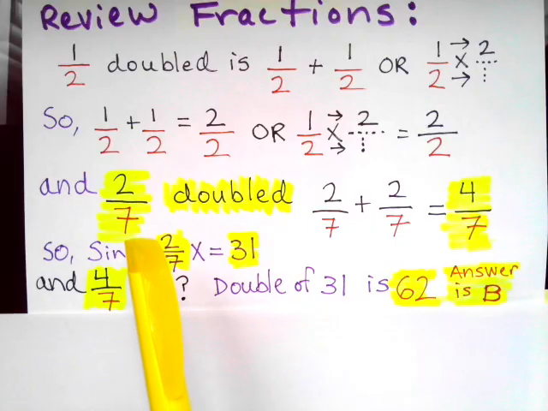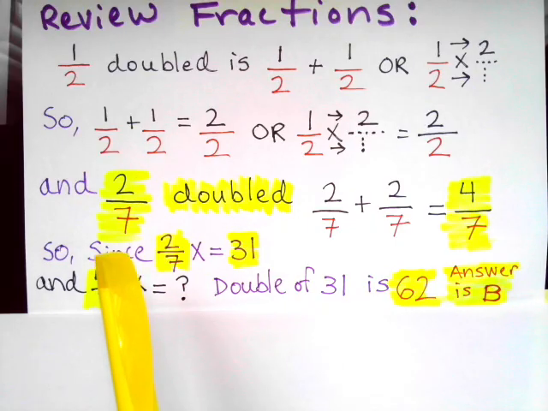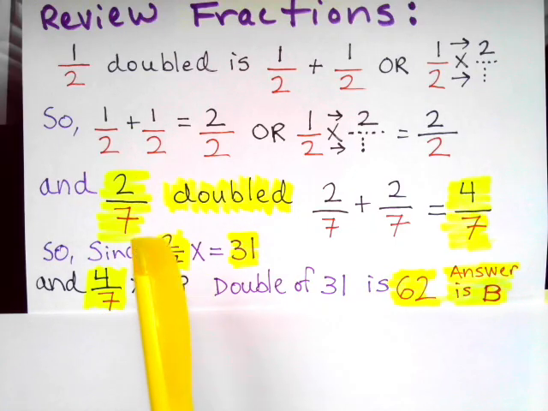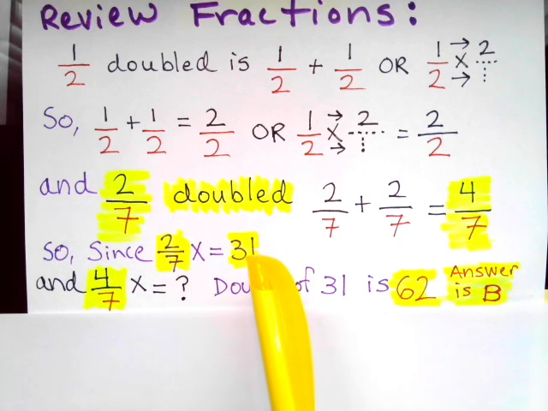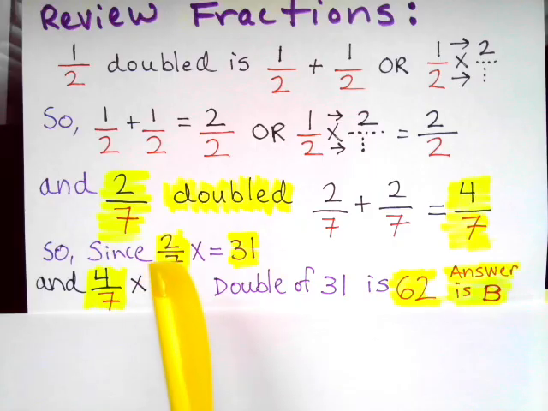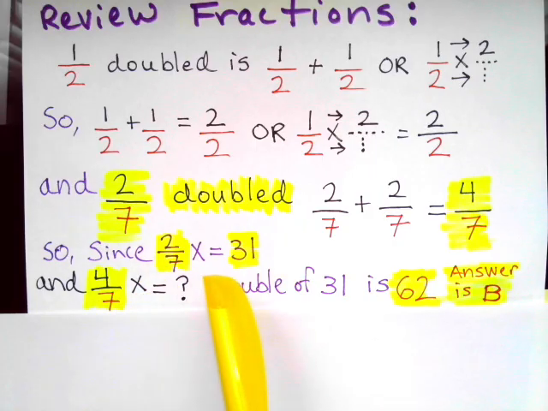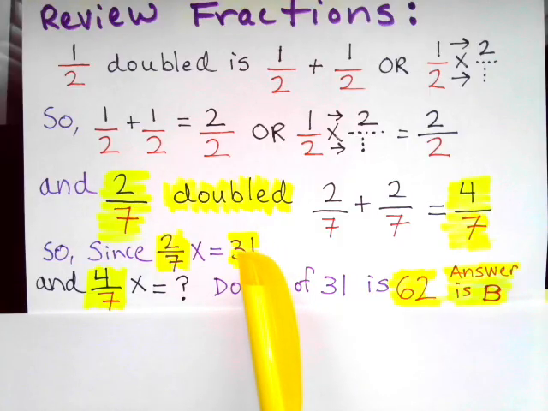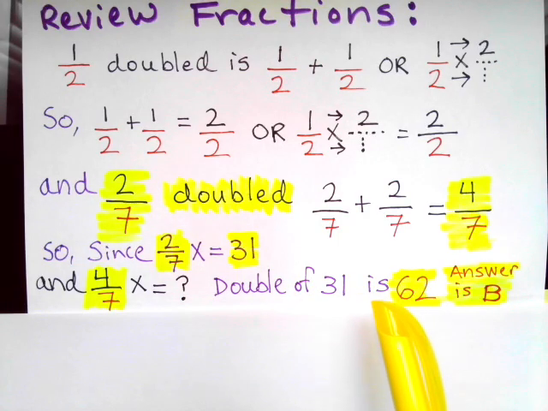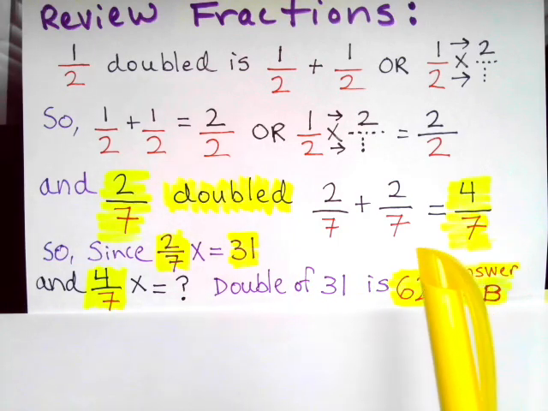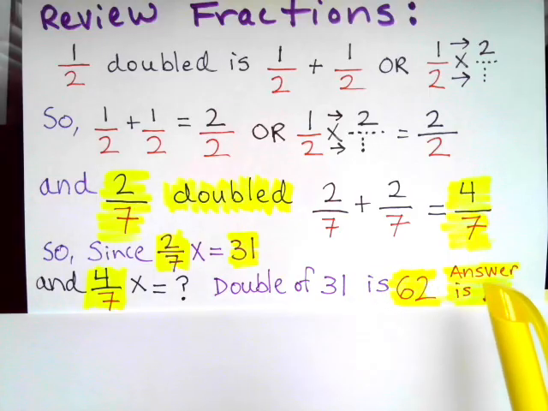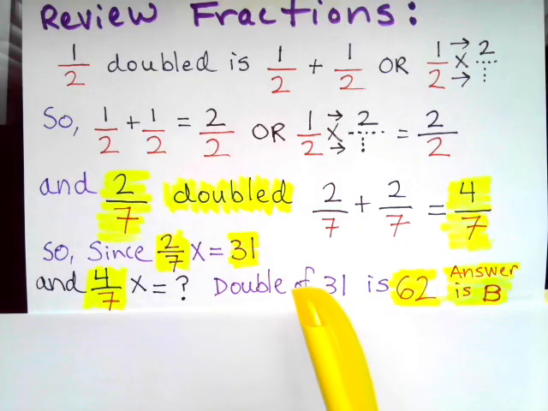You double 2/7, you end up with 4/7. So if you double 2/7 and 2/7 x is equal to 31, then couldn't we double the 2/7, 4 over 7? And wouldn't we want to double the 31 as well? 31 times 2, or 31 plus 31, is 62. The answer is B. In this next video, what I'm going to show you in this part 2 video is another way to look at it.